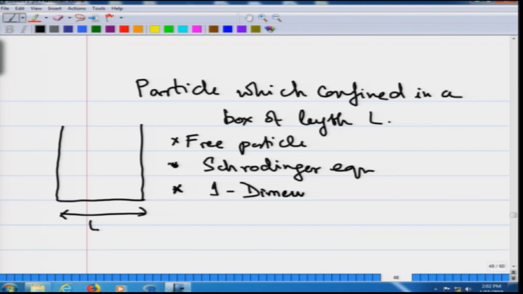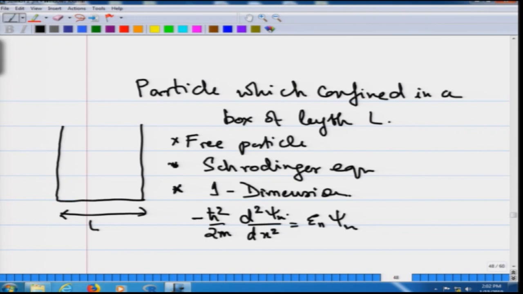So, the one dimension form of the Schrodinger's equation is minus h cross square by 2m del square psi by del x square is equal to E psi, where psi n is the nature of the wave function, which you can fit in this box. This is the energy of the particle, E n is the energy eigenstate of the particle, and we know the solution of this problem. You have worked out the solution for this problem often.